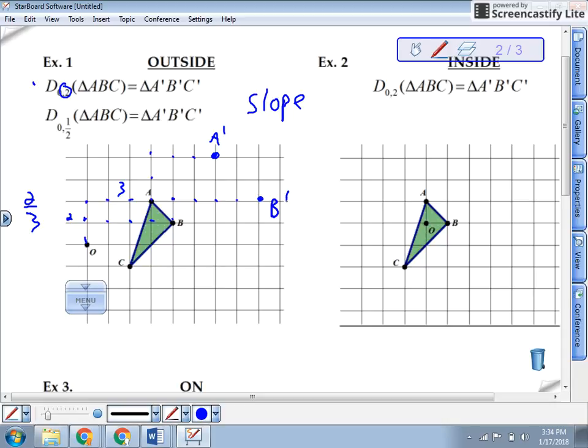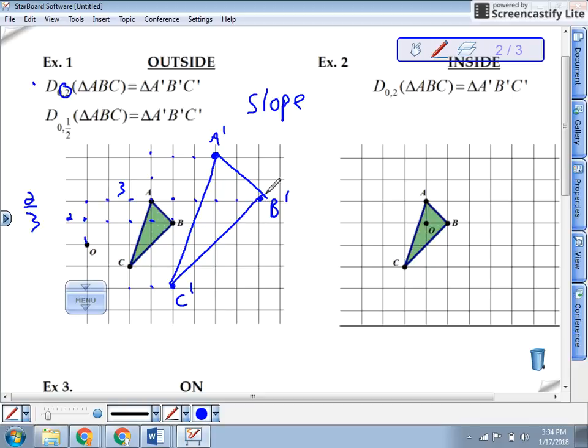It's down 1 over 2, so negative 1 over 2. So I just need to do that again. Down 1 over 2. There's my C prime. When I connect the dots, you can see that the triangle doubled in size, and I can draw straight lines.